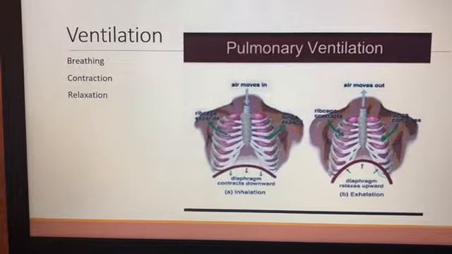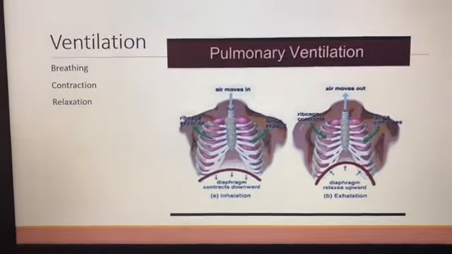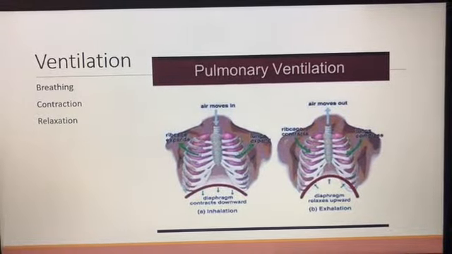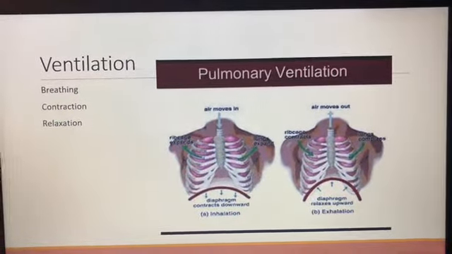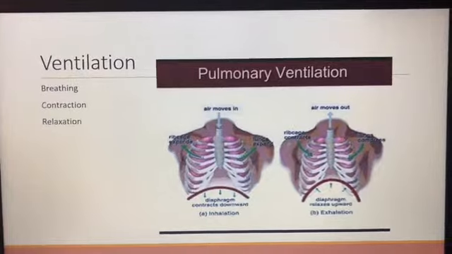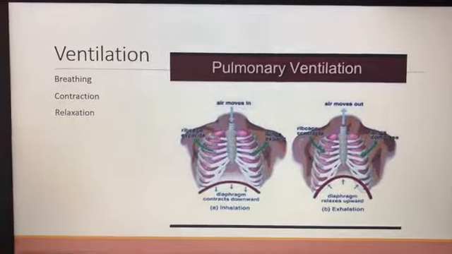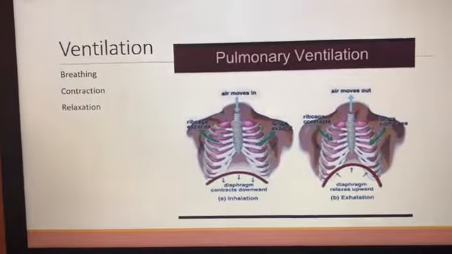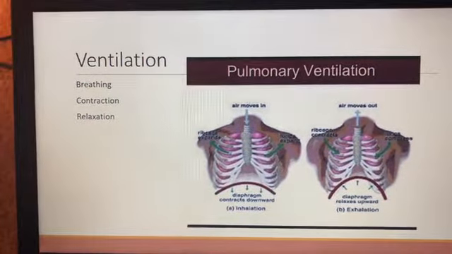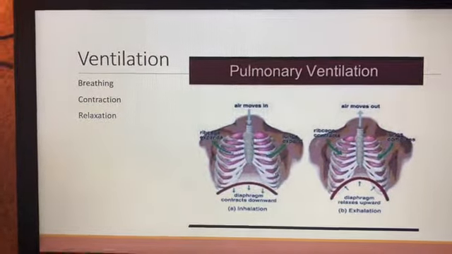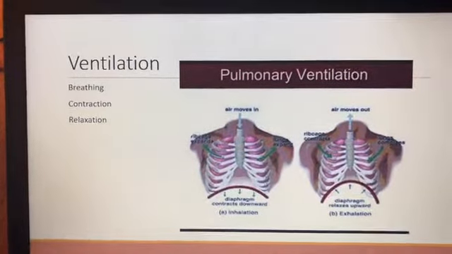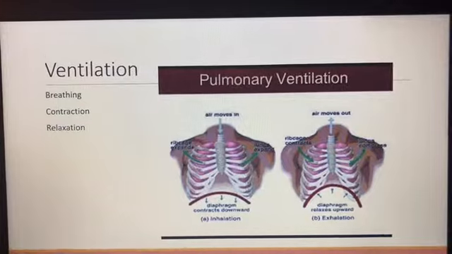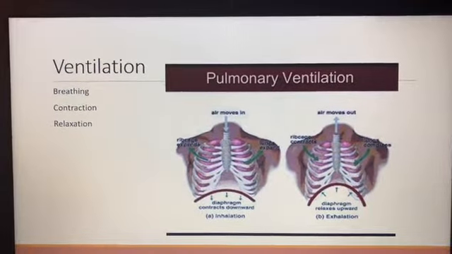So the volume of the lungs will change when the pressure of the air in the lungs changes, which is basically Boyle's law. And if the pressure is increased inside the lungs, then the air goes out.